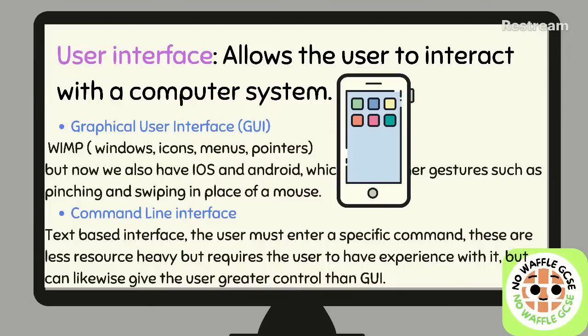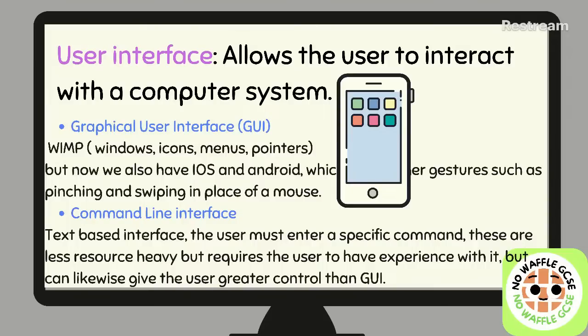So you simply entered commands, and it was often quite difficult, and they had very strict regulations of what things you could enter. They were very specific, and these are less resource heavy. For example, they're less energy intensive when you're using them, but it requires the user to have a certain level of experience with it. However, you could possibly have greater user control than a graphical user interface.